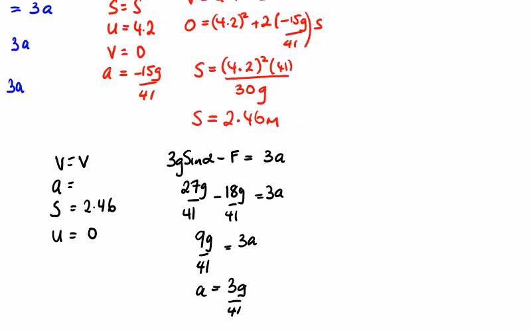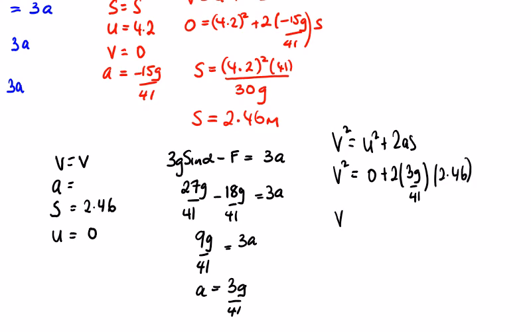We're looking for v. I have my s and I need my u. So again, v squared is equal to u squared plus 2as. We're looking for v. v squared is equal to 0 plus twice my acceleration of 3g over 41 by my distance, which was 2.46. So v squared is equal to, let's check, 3.528. You could just write v here if you wanted. You guys are good enough to just jump to the answer here. v is equal to the square root of that, 1.88 m s to the minus 1. So that's question 1, part A, 2019.